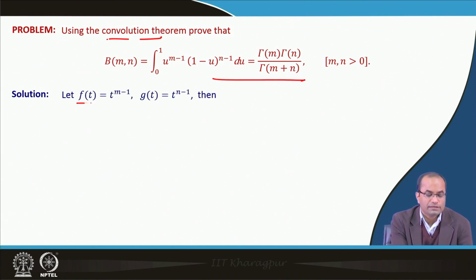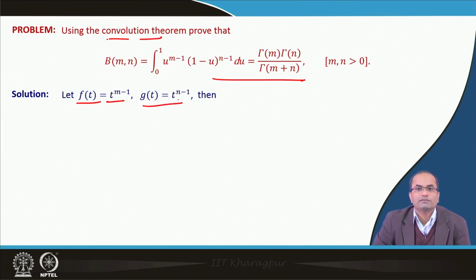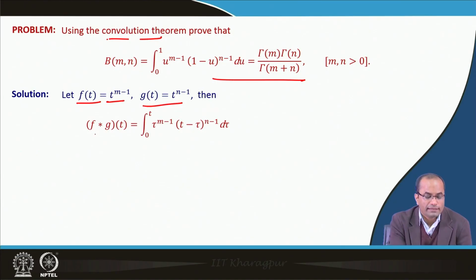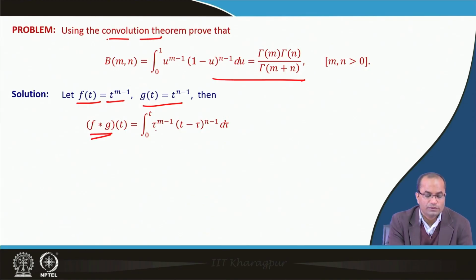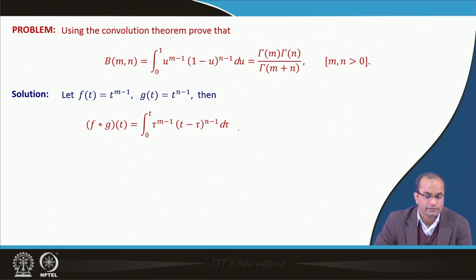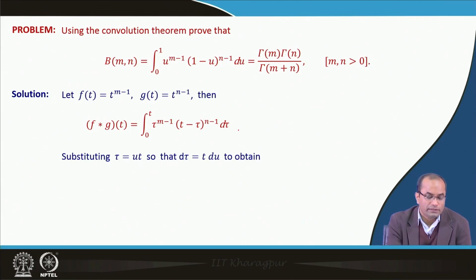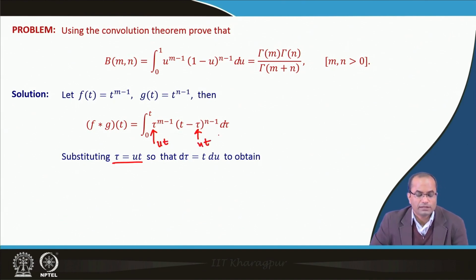So, we assume f(t) is equal to t^(m-1) and g(t) we take as t^(n-1). We define these two functions and then consider their convolution product: the integral from 0 to t of tau^(m-1) (t minus tau)^(n-1) d tau. This convolution is defined in this way, and then we substitute tau equal to u t. So, if we define tau equal to u t, d tau will be t times du.